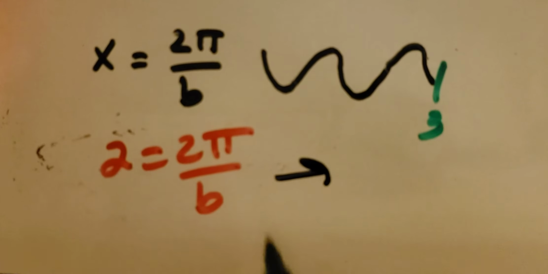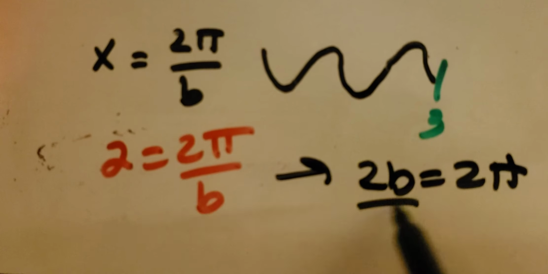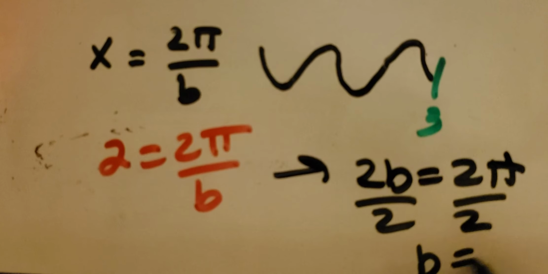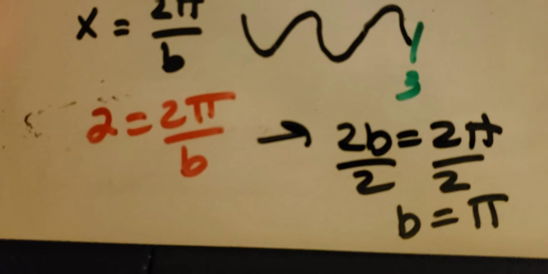So anyways, to solve for b, this would be 2b equals 2 pi, divide by 2 on both sides. Our b should be pi, okay? So you basically have all the values that you need.